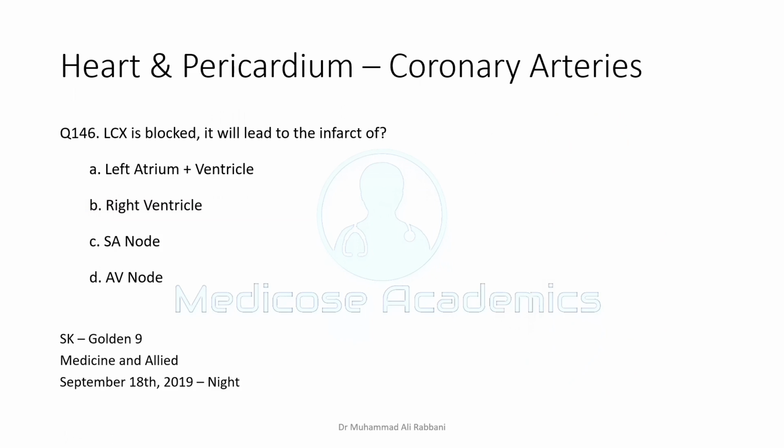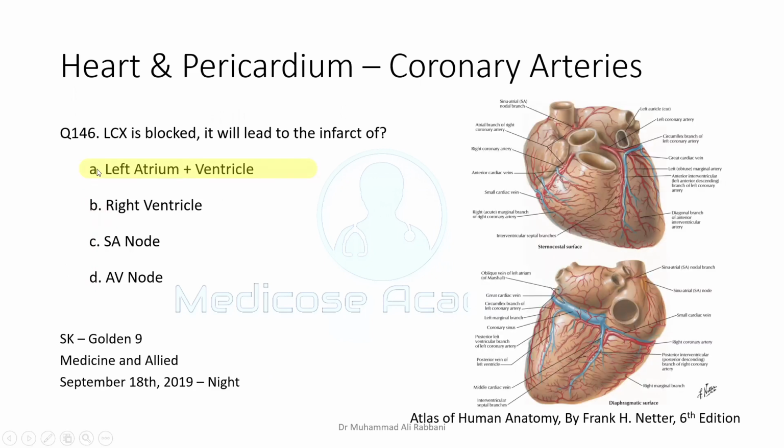If the left circumflex artery is blocked, it will lead to infarct of... So these are interesting questions. SA node and AV node are both dominantly supplied by the right coronary artery, so these are out of question. The right ventricle is dominantly supplied by the right coronary artery, so it is also out of question. We are left with the left atrium and left ventricle. The left circumflex artery supplies most of the left ventricle anteriorly and even posteriorly, and it gives branches to the atrium above also.